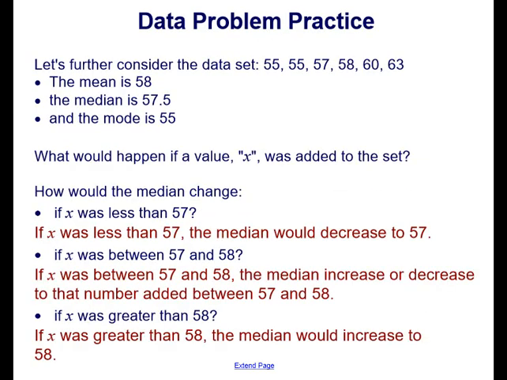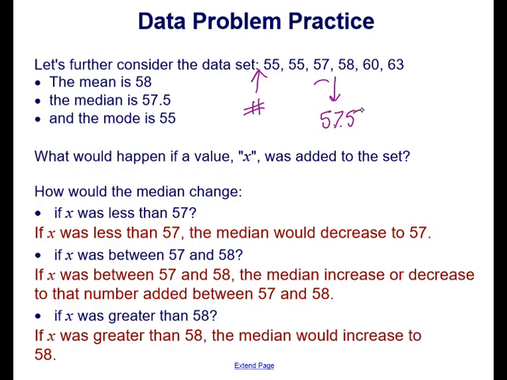Well, if x was less than 57, then the median would decrease to 57. Think about it. If you're adding a number to the set, you're making it 7 data values instead of 6, and then you're putting that number so that there's 3 values now before the 57 and 3 values after 57. So the median would then decrease. Instead of being 57.5 in the middle, it would be just 57.